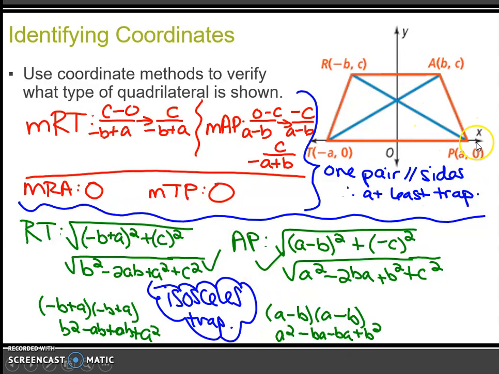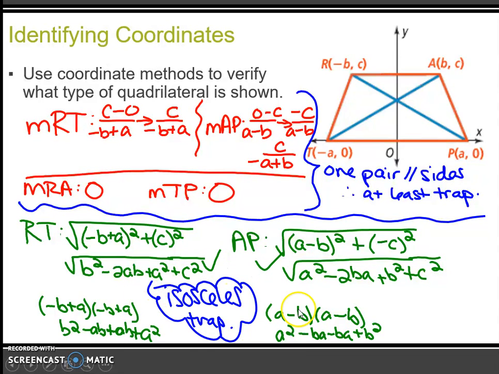So let's see if the other side is the same. What we're going to do is x1, y1, x2, y2. So (b minus a) squared plus (c minus 0) squared. And then you're going to write (a minus b) times (a minus b). So a times a is a squared, the FOIL. A times negative b is negative ab. Negative b times a is negative ab. And then negative b times negative b is b squared. So a squared minus 2ab plus b squared, and then you have c squared, which is right here. They're not in the same order, but basically b squared, positive; negative 2ab, negative 2ab; a squared, positive; and c squared, positive. They're actually the same thing. So these are the same distance algebraically. So this trapezoid is an isosceles trapezoid.